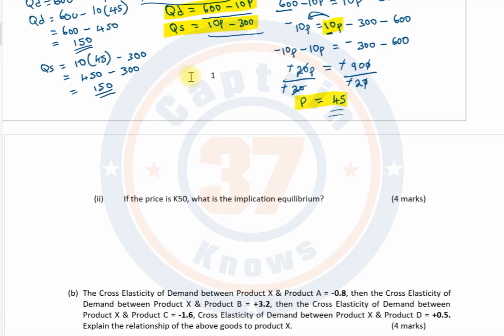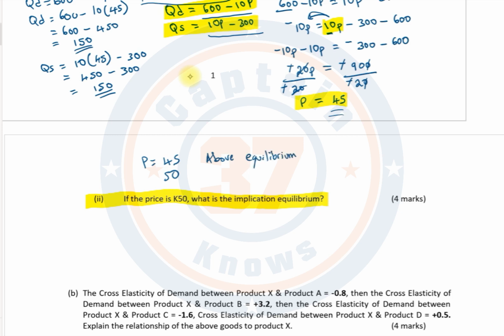Let us now turn our attention to this question right over here. And it reads, as you can see, if the price is 50 kwacha, what is the implication equilibrium? We already know that the price at equilibrium, for there to be an equilibrium point, is 45 kwacha. If therefore the price is 50, it means that the price is above the equilibrium price.